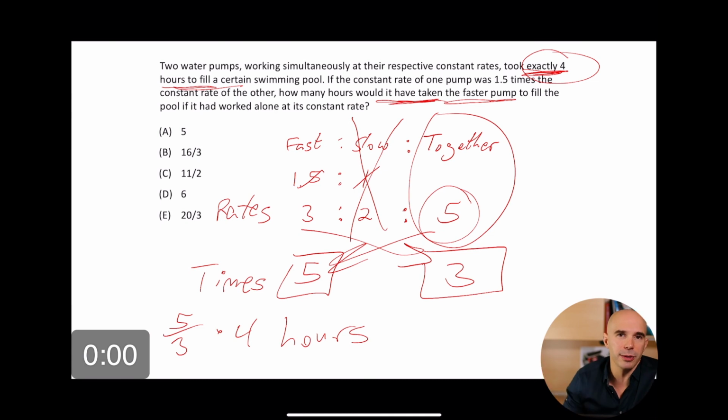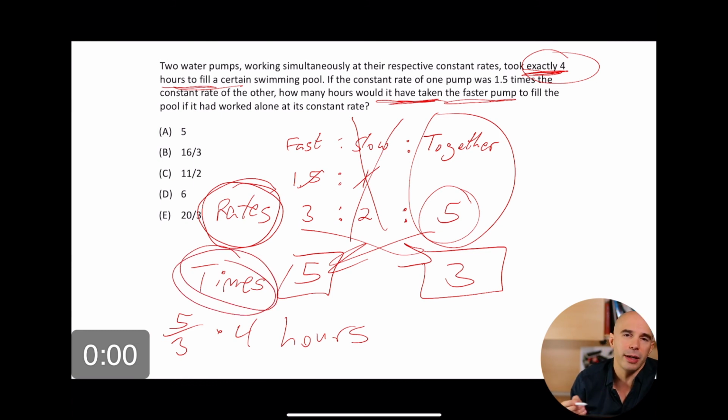Just set up the columns you're interested in and then decide which 2 do I really need, and then flip those 2. And I do think it's also important to write down the word rates and write down the word times so that you don't get confused. You want to know, what does this ratio represent? Is this a ratio of their times, or is it a ratio of their rates?